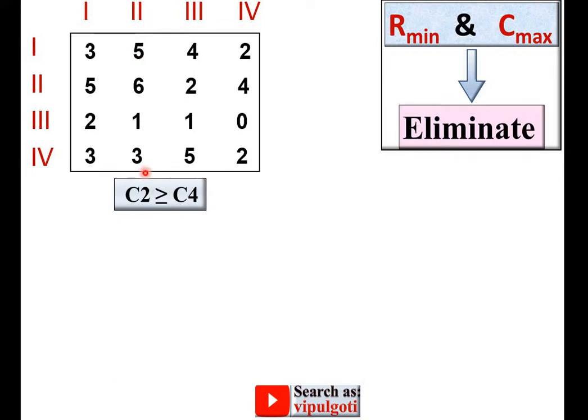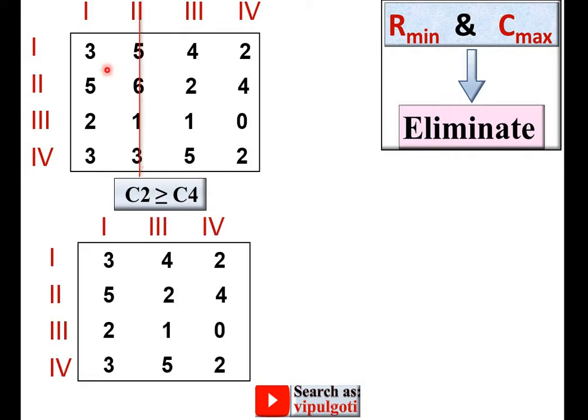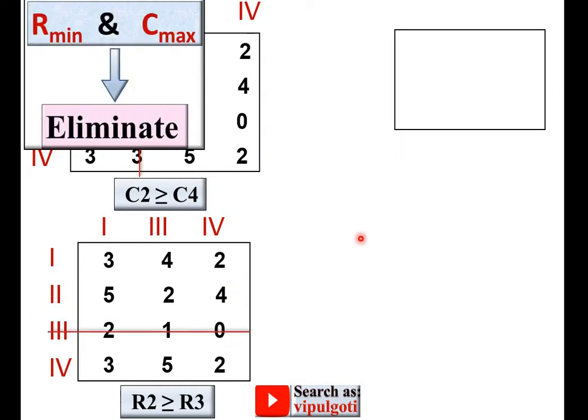So I am going to cancel column 2. So your remaining payoff matrix is this one. So here you can see the second strategy is now eliminated. Now once again I can say R2 is greater than or equal to R3. That means each and every element of row 2 is greater than or equal to the corresponding element of row 3. And according to this, row minima should be eliminated. That means R3 should be eliminated. So here I am going to cancel row 3. So your remaining payoff matrix is this one.